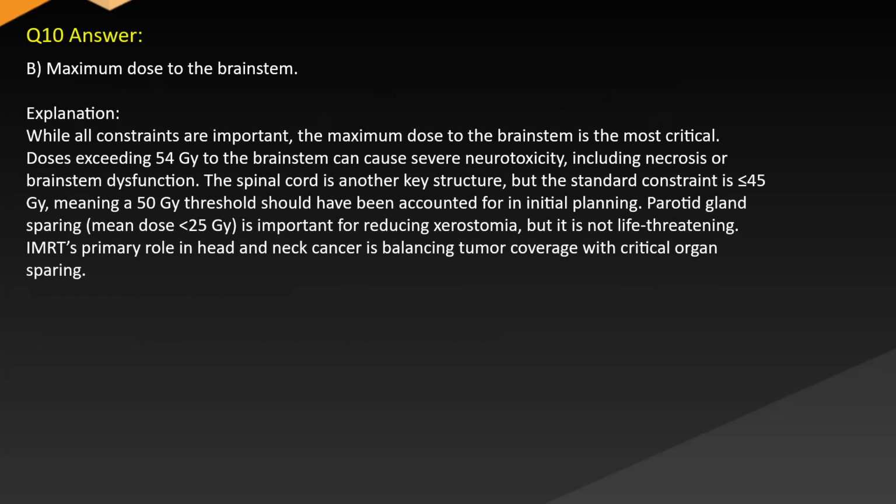Answer B. Maximum dose to the brainstem. Explanation: while all constraints are important, the maximum dose to the brainstem is the most critical. Doses exceeding 54 Gy to the brainstem can cause severe neurotoxicity, including necrosis or brainstem dysfunction. The spinal cord is another key structure, but the standard constraint is 45 Gy, meaning the 50 Gy threshold should have been accounted for in initial planning.